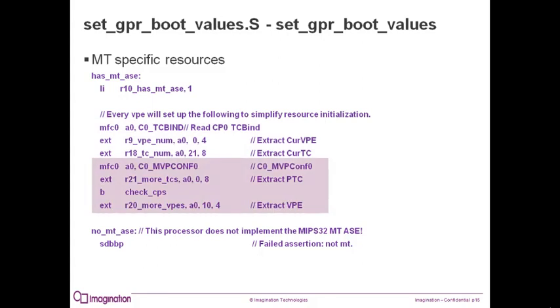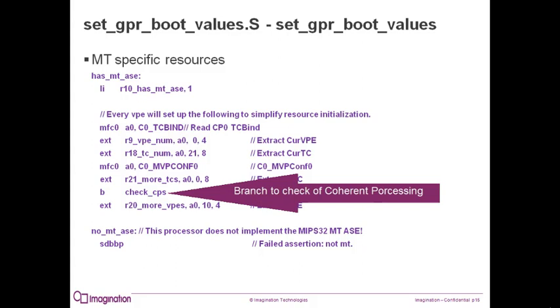Next, it will read the CP0 MVP comp0 register to set GPR21 to the number of TCs within the core and set GPR20 to the number of VPE contexts in the core. Then the core will branch to check to see if it is a coherent processing system.